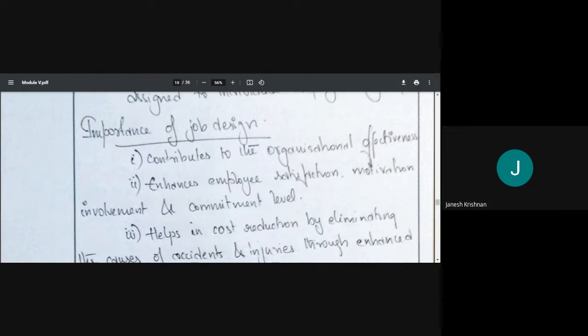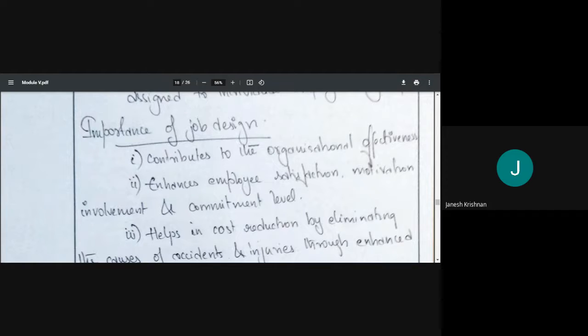Sometimes what will happen is he'll say, "Man, I have studied this thing, and now I am working on this." He will not have satisfaction, because he chose civil engineering out of passion, but out of some circumstances he may not be doing that job in the company. It may be a civil engineering company, but he may be doing a job which is not related to him. That will lead to dissatisfaction. But if we are properly designing, it can lead to employee satisfaction. Employees will be motivated, they will have more involvement, and their commitment level will be higher.